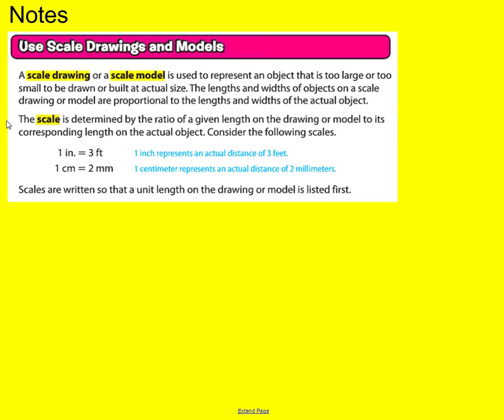Consider the following scales. 1 inch equals 3 feet. That means on a map or a drawing or a plan, 1 inch is going to equal the actual distance of 3 feet. 1 centimeter equals 2 millimeters. 1 centimeter on a map or a drawing is going to represent an actual distance of 2 millimeters. Scales are written so that the unit length on the drawing or model is listed first. So the first number that you're going to see is the model or the drawing or the plan, and the second one is going to be the actual representation of it.